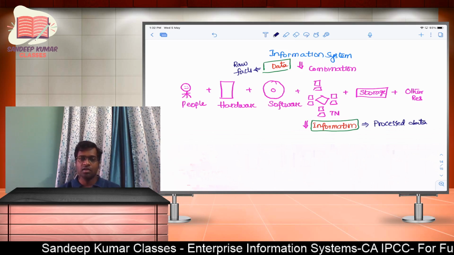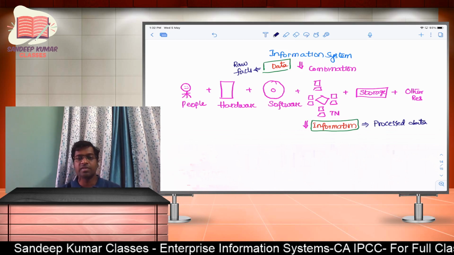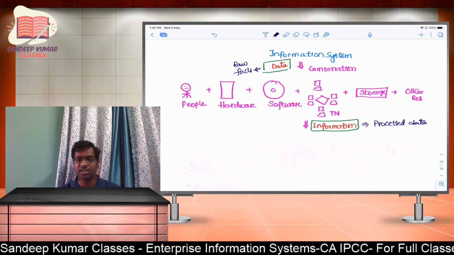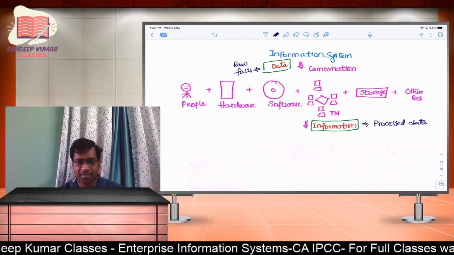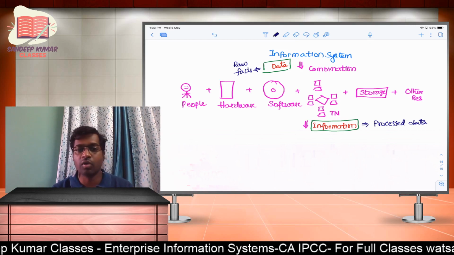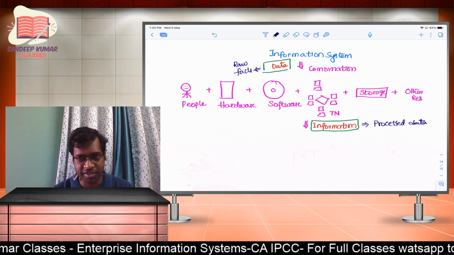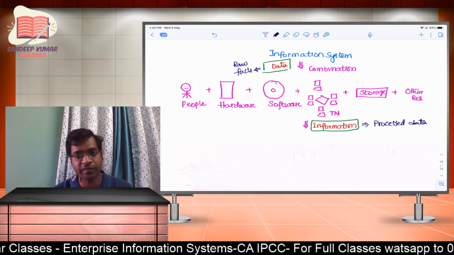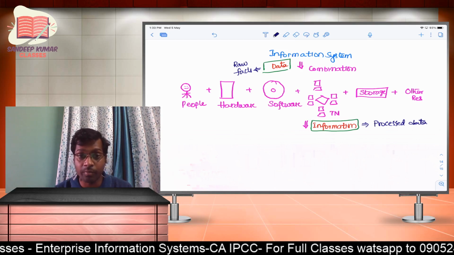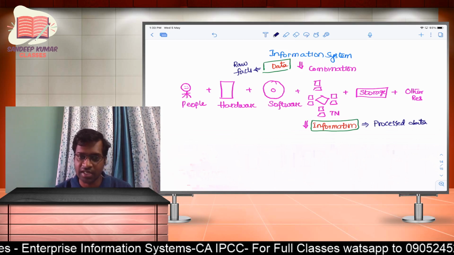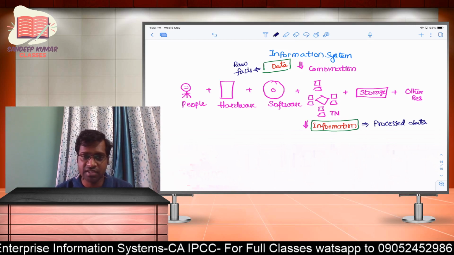So, why do we require information systems? Information systems are required to convert the data into information. Data is raw facts, and information is processed data. Okay, so this is a standard definition of an information system. What are the components we require? We require people, hardware, software, telecommunication networks, storage devices and other resources.